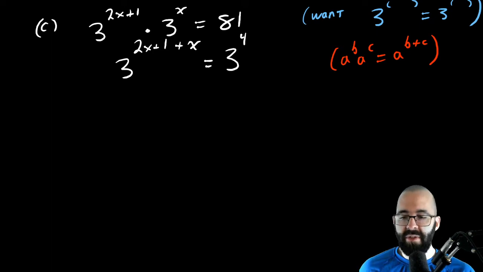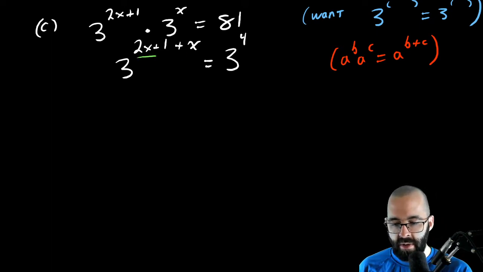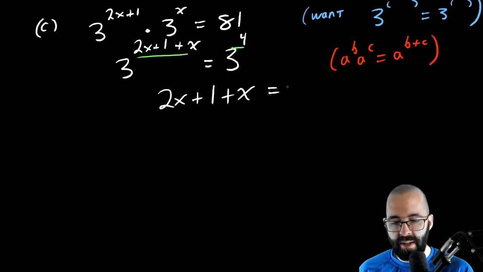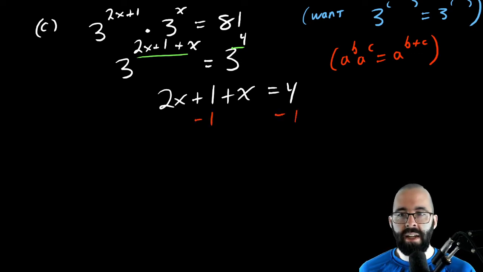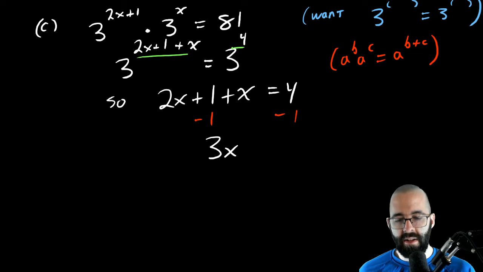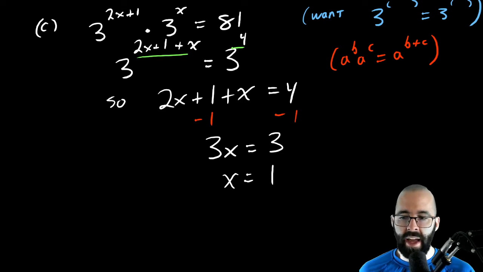Now you can either simplify these exponents, or just say they're equal. 2x plus 1 plus x equals 4. Well, subtract 1 from each side and combine like terms. 2x plus 1x, that's 3x's. 4 minus 1, that's 3. Divide both sides by 3, x is equal to 1.